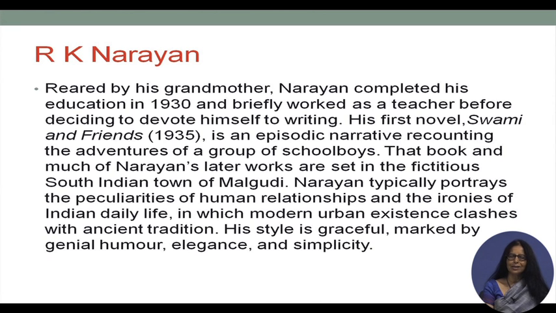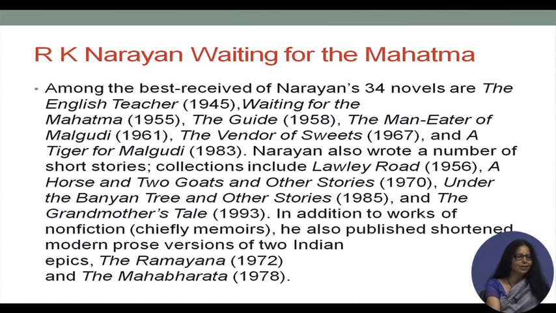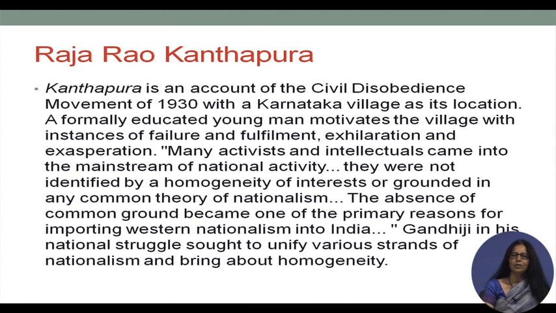So, there is a difference in the class and caste locations of Narayan and Anand, and then we move to the third novelist. His novel Waiting for the Mahatma is one of the novels where he directly engages with the Gandhian ideology, not uncritically. And then we move on to Raja Rao, the third writer in the time period, whose novel Kanthapura is seen as a very influential text, which deals directly with the civil disobedience movement of the 1930s, with a Karnataka village as its location, where a formally educated young man motivates the village with instances of failure and fulfillment, exhilaration and exasperation.